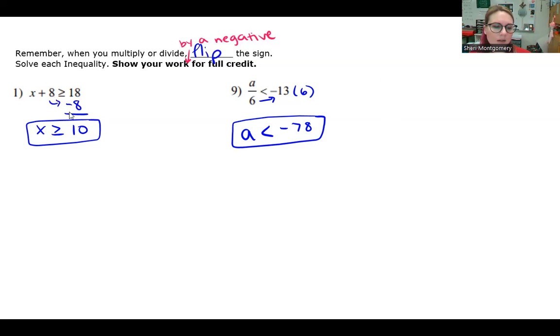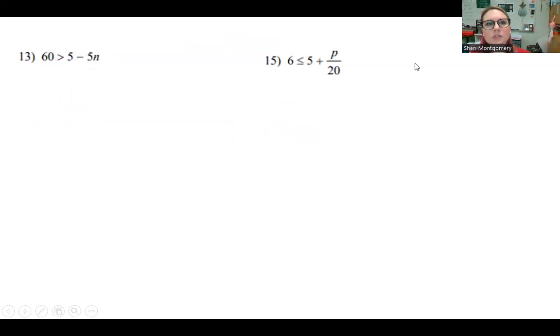Very good. Most of the front side works just like that. Let's skip down to question 13. On the back, they start getting a little bit more exotic where there's more parts involved. So this one is considered a two-step equation. For a two-step inequality, what do I have to take care of first?